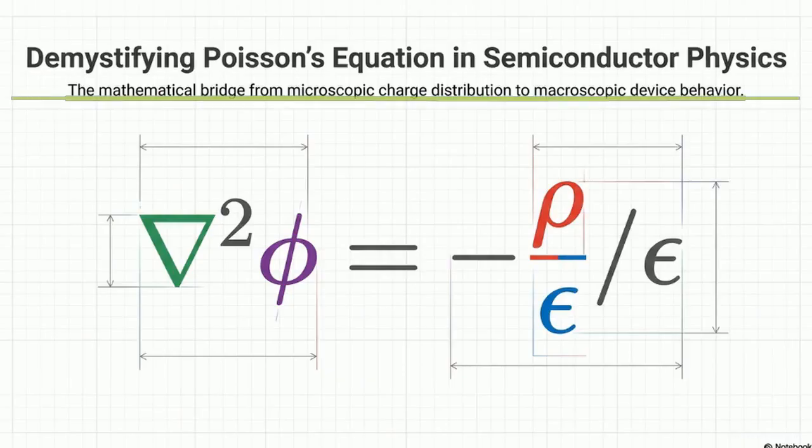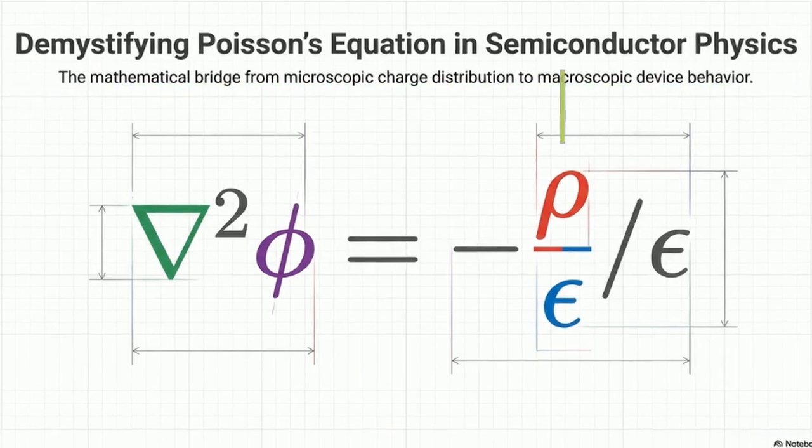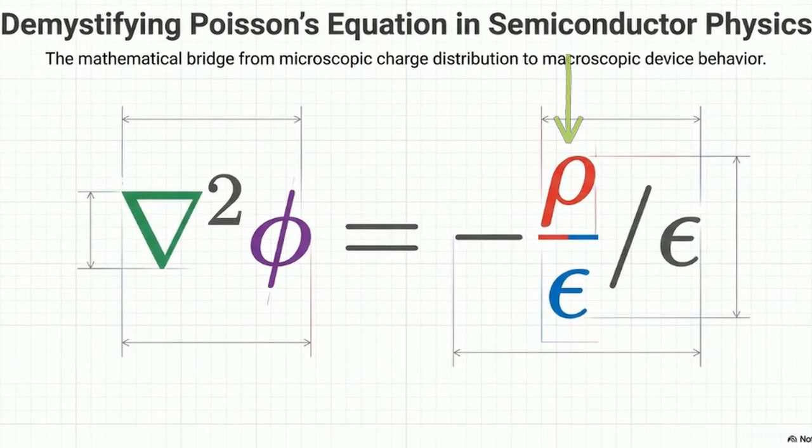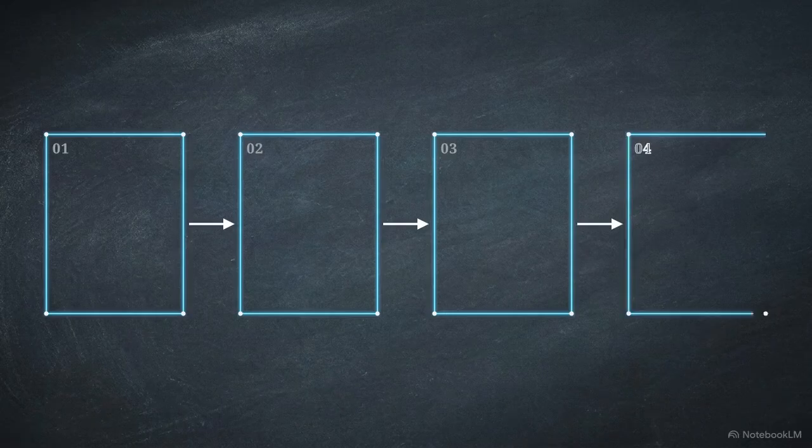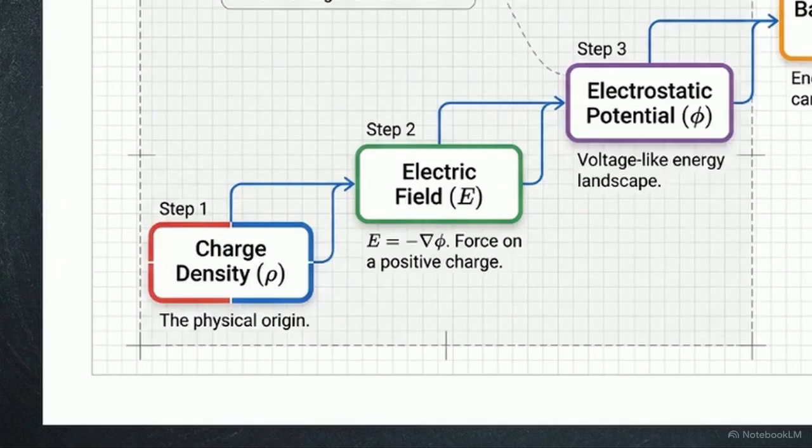That relationship is defined by Poisson's equation. It acts as the mathematical bridge connecting the quantum realm of charge to the macroscopic world of engineered devices. Applying this equation requires following a rigid sequence of physical causality. Device physicists use this four-step sequence to determine how a device will operate.